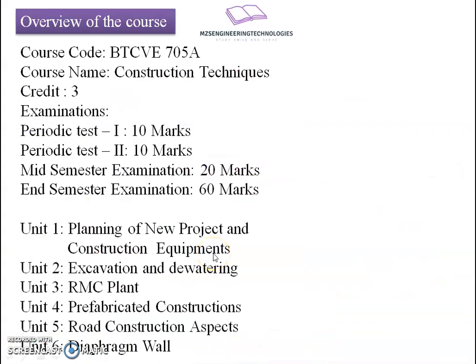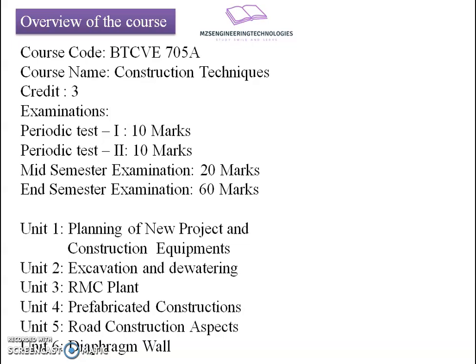Overview of the course. Course code is BTCBE 705A. Course name is Construction Techniques. Credit allotted to this course is 3. University has defined the examination pattern, which includes periodic tests 1 and 2 having weightages of 10 marks, followed by a mid-semester examination having a weightage of 20 marks, and at the end a semester examination of 60 marks will be conducted.